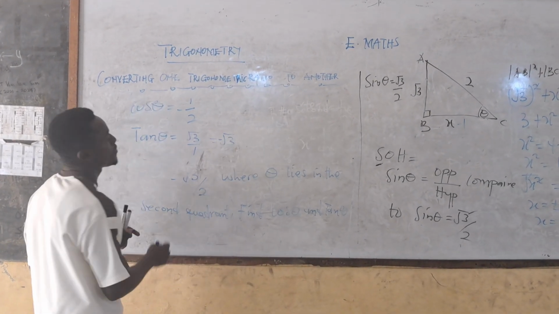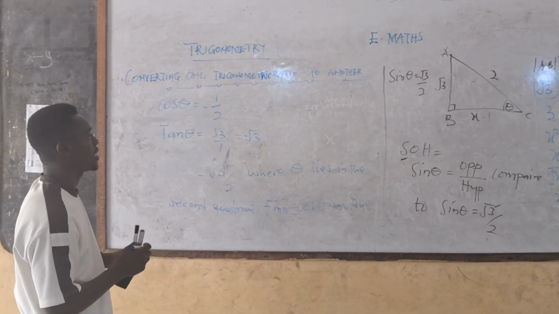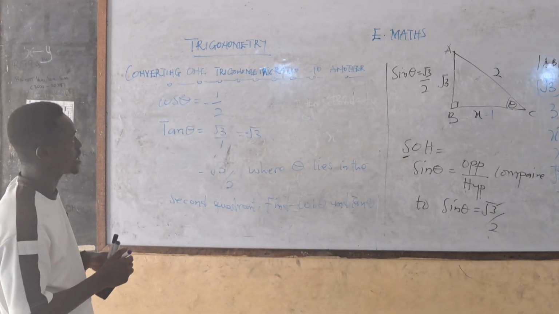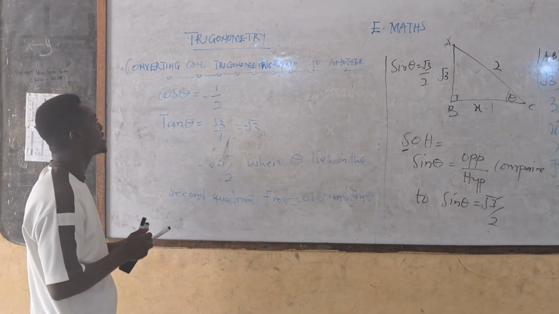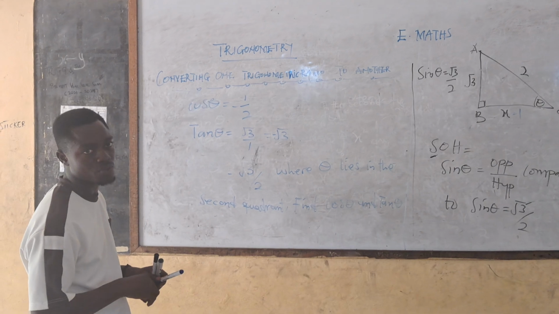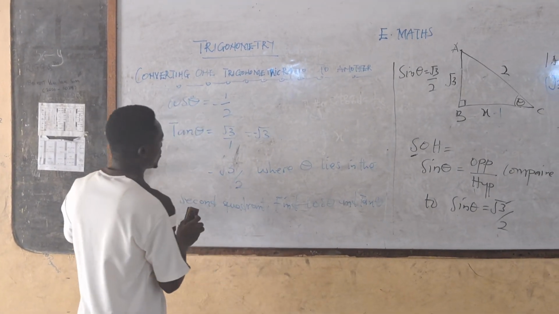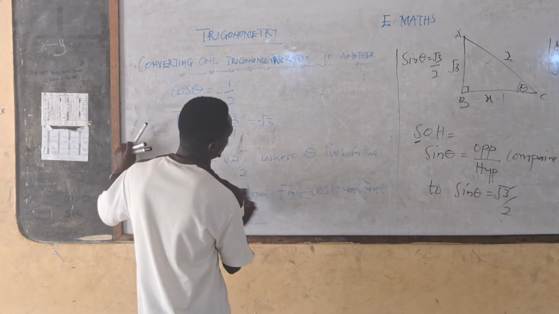So we found cos, and we also found tan. So that's about converting one trigonometric ratio to another. Let's take one more example and try. So let's see.